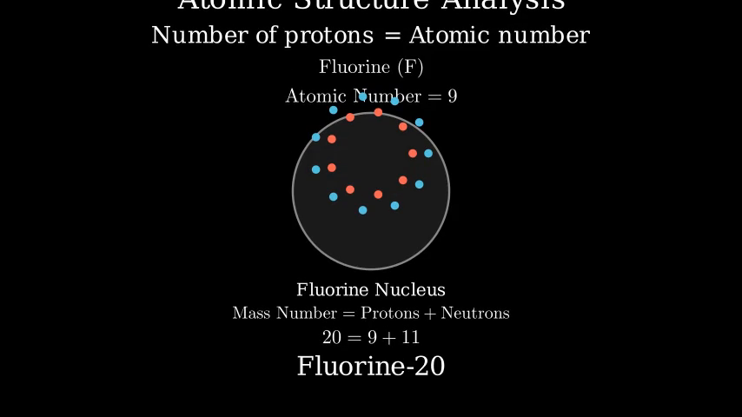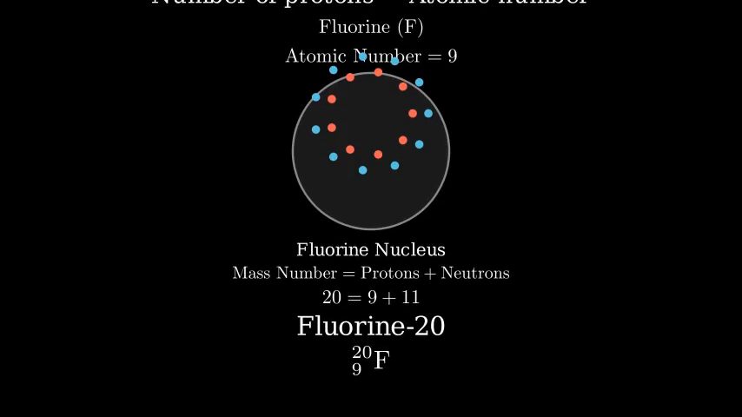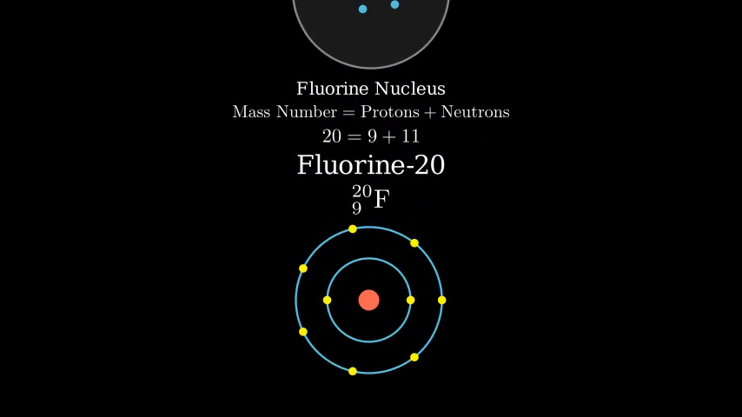This specific isotope of fluorine is written as fluorine 20, or in scientific notation as F20. More precisely, we write it with the mass number on top and the atomic number on the bottom, like this. Since fluorine has 9 protons, a neutral atom also has 9 electrons. These electrons are arranged in 2 shells, 2 electrons in the first shell and 7 in the second shell.